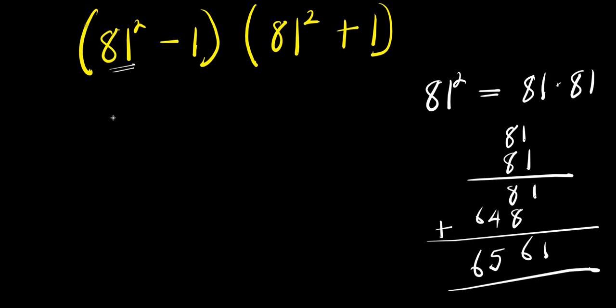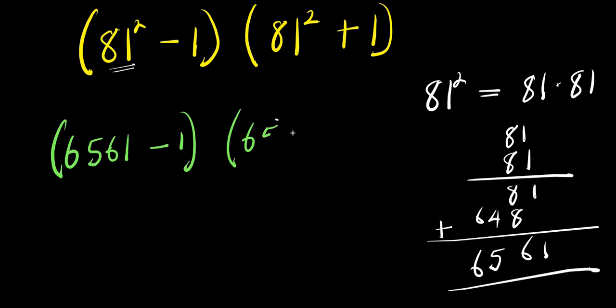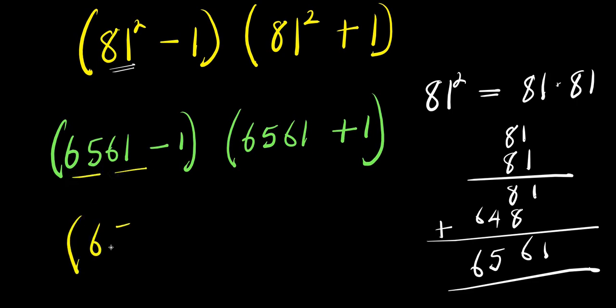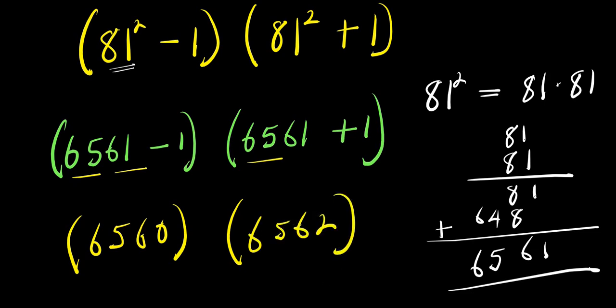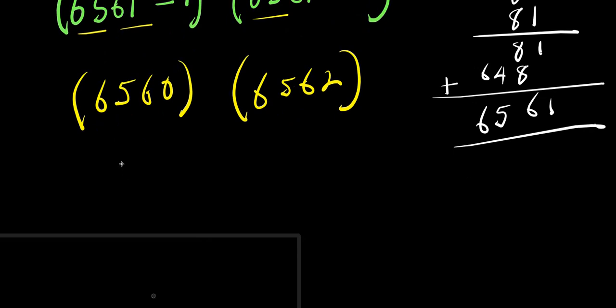So what you are going to have here is 6561 minus 1 times 6561 plus 1. So from here, 6561 minus 1 will give us 6560, times 6561 plus 1 will give us 6562. So we need to multiply these together. How are we going to do it?